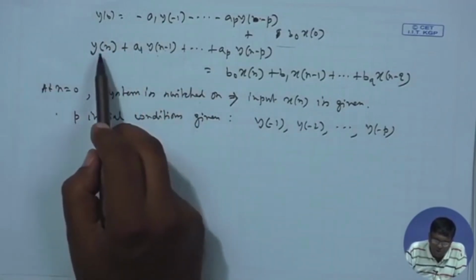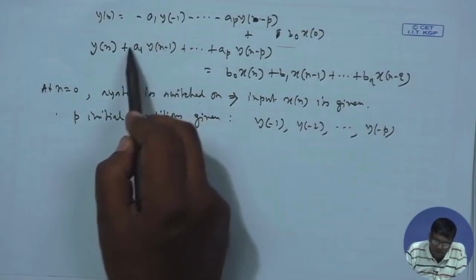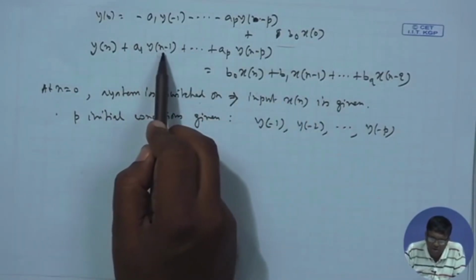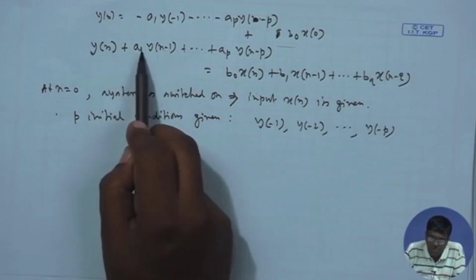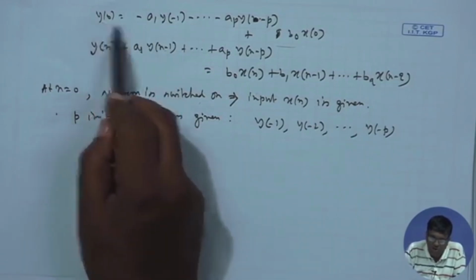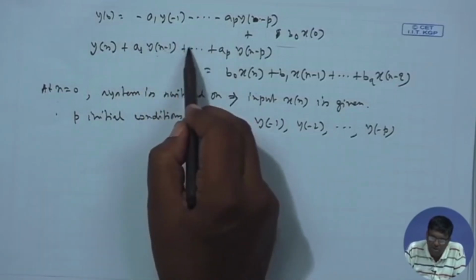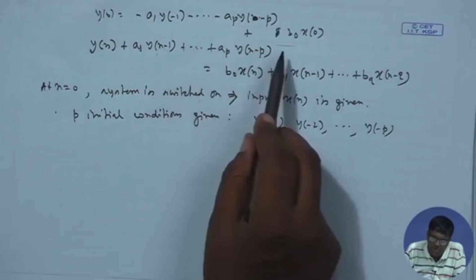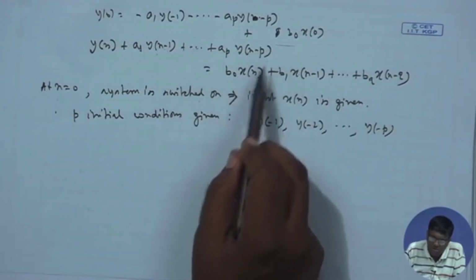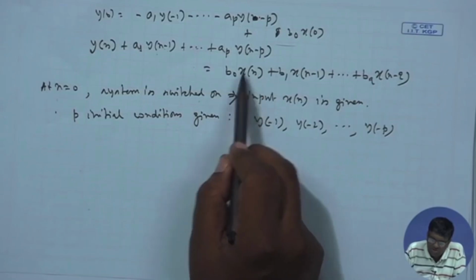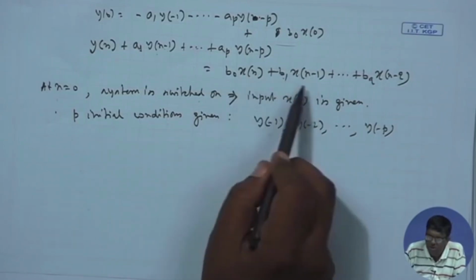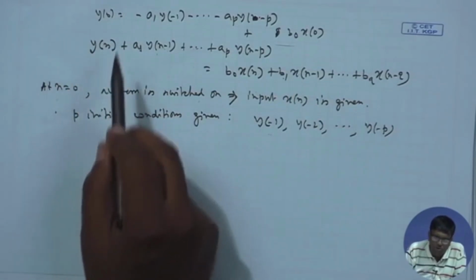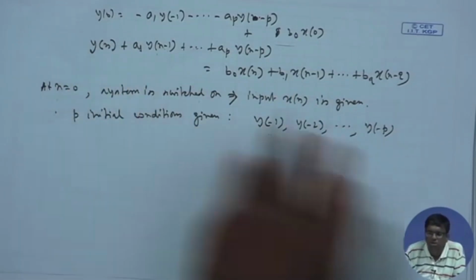Then you go to y[1]. y[1] will be what? You take these terms on the right hand side. So, minus a1 y[0], because n is 1 now. y[0] is already calculated, put it back, then minus a2 y[-1], the initial condition is given, ..., and then b0 x[1] and b1 x[0]. These two input values are known, use them, get y[1]. Then from that you get y[2], and so on. All right, this is how we proceed.